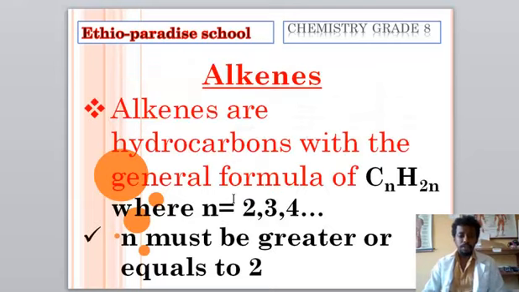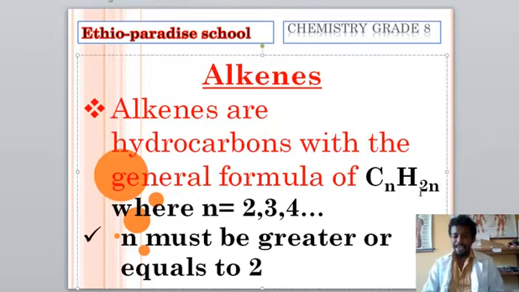The next point is alkenes. Alkenes are hydrocarbons with the general formula CnH2n. So you have to compare with that of the alkanes. Their formula is different. Here it is only 2n, but in alkanes there is a plus 2, or additional hydrogen atoms. Here it is CnH2n, so there is no plus or minus 2, where n can be 2, 3 or 4. So n cannot be 1. In the alkene classification, n must be greater than or equal to 2.